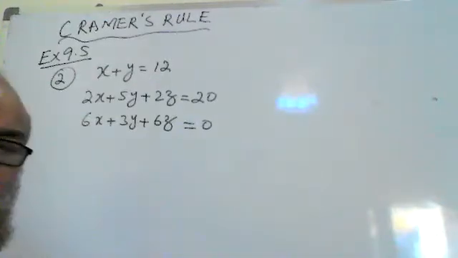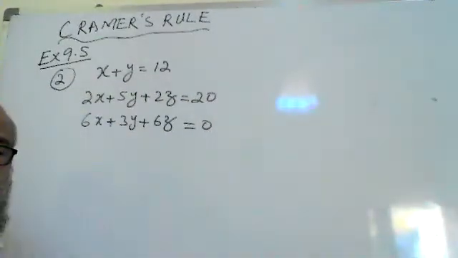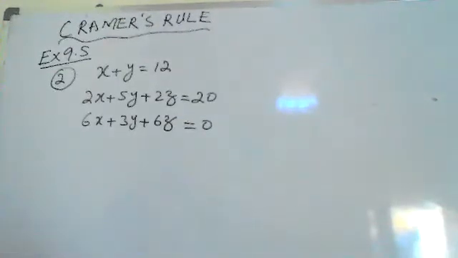So what is Cramer's rule? First of all, we will convert this system of linear equations into a matrix equation. So how do we convert it into the matrix equation?